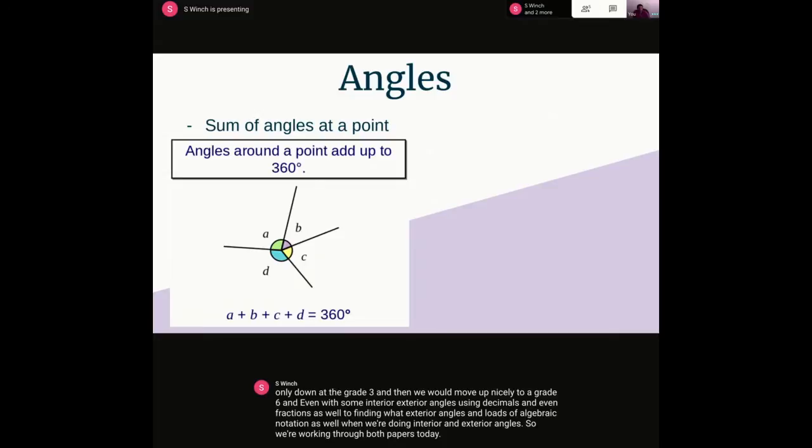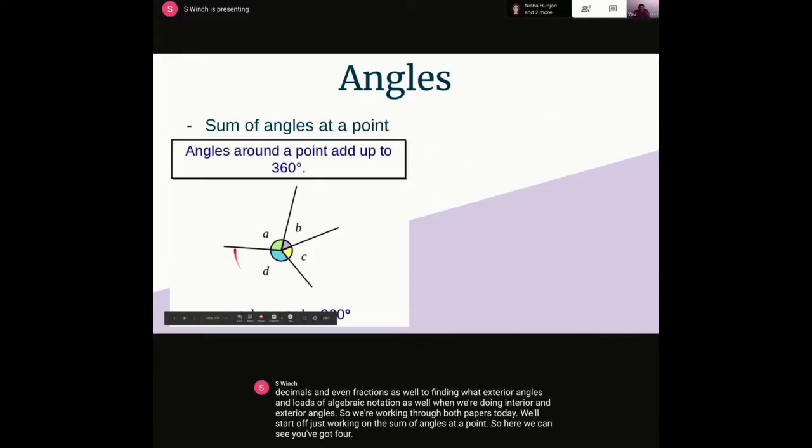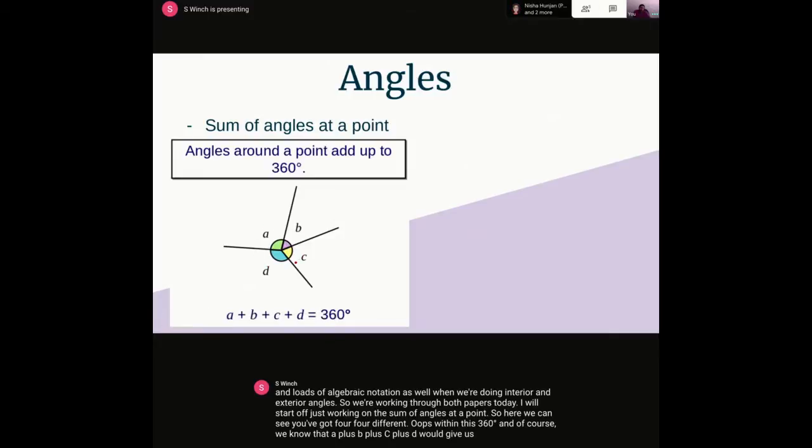And we'll start off just working on the sum of angles at a point. So here we can see you've got four different shapes within this 360 degrees. And of course, we know that A plus B plus C plus D would give us 360. So, for example, if we knew that 3 of them added up to 240, then D would have to be 120. And we'll come back to an example of around a point later on.